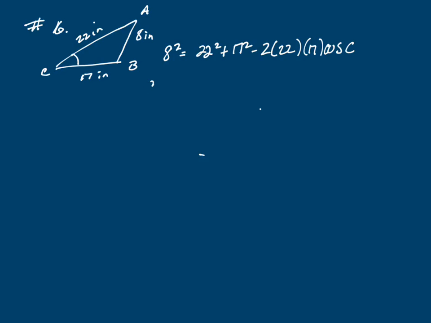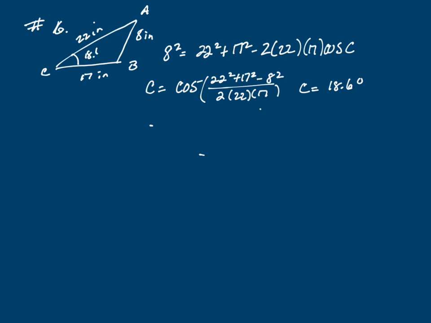So C would be equal to the inverse cosine of 22 squared plus 17 squared minus 8 squared over 2 times 22 times 17. So I end up with C is 18.6 degrees. And now I can use the law of sines to say sine of 18.6 over 8 is equal to the sine of A over 17.